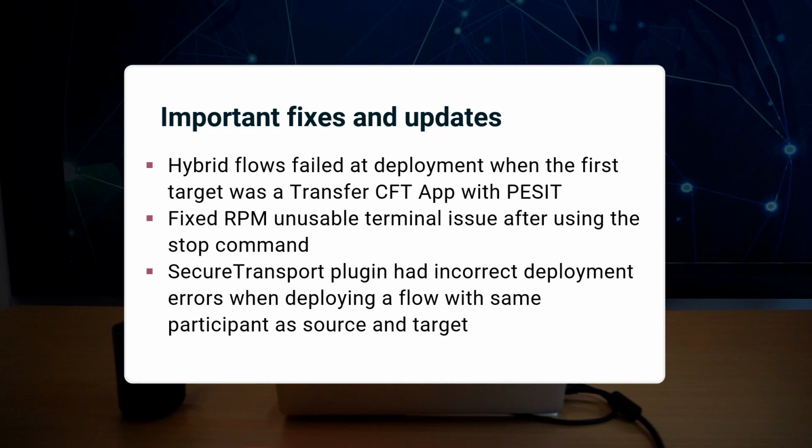Some of the most important fixes in this release are: hybrid flows failed at deployment when having the first target a CFT application with PESIT. We fixed the RPM unusable terminal issue after using the stop command. And on the SecureTransport plugin, there was an incorrect deployment error when deploying a flow with the same participant as source and target. These are the most important fixes that were addressed in this release. For a complete list of fixes and product enhancements, you can check the release notes in the description below.